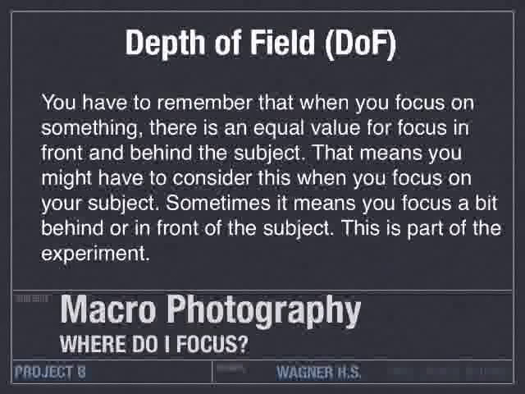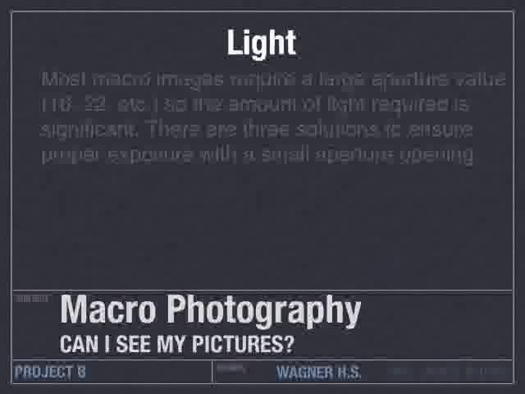This is the part of the experiment. When you shoot, you're going to take a picture, and chances are you're going to do what's called chimping. You're going to look at the back of the camera, look at the image, and find out whether or not that worked for you and for the subject you're shooting.